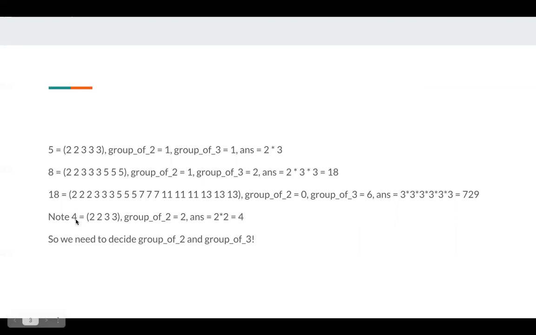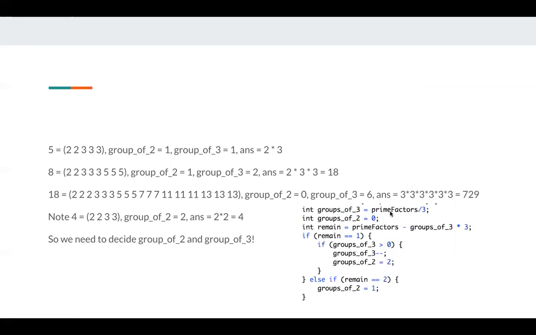One of the questions we need to solve is to decide the groups of 2 and groups of 3. We try to pick 3 as much as possible. So groups of 3 is initialized as prime factors divided by 3, and groups of 2 is initialized to 0. And we have the remaining number. For example, if prime factors is 7, the remaining number is 7 minus 2 multiplied by 3, which is 1. So for 7, we should do 2 times 3. In this case, remaining is 1.